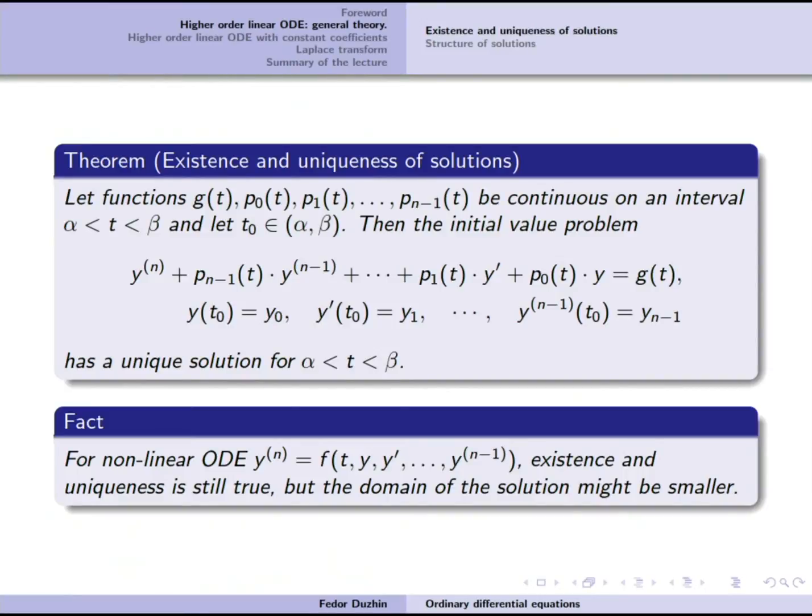And again, we have the theorem of existence and uniqueness of solutions, just like we have it for first order and second order differential equations. If our equation is linear, and suppose that we know that our coefficients are continuous on some interval from alpha to beta, then for a linear differential equation, the solution exists and is unique on the same interval. For a nonlinear differential equation, existence and uniqueness still hold, but the domain of the solution may be smaller, just like for first order differential equations. So the only thing that is really different now is that the initial condition specifies the values of the function and its first derivative and so on, all the derivatives up to order n-1.